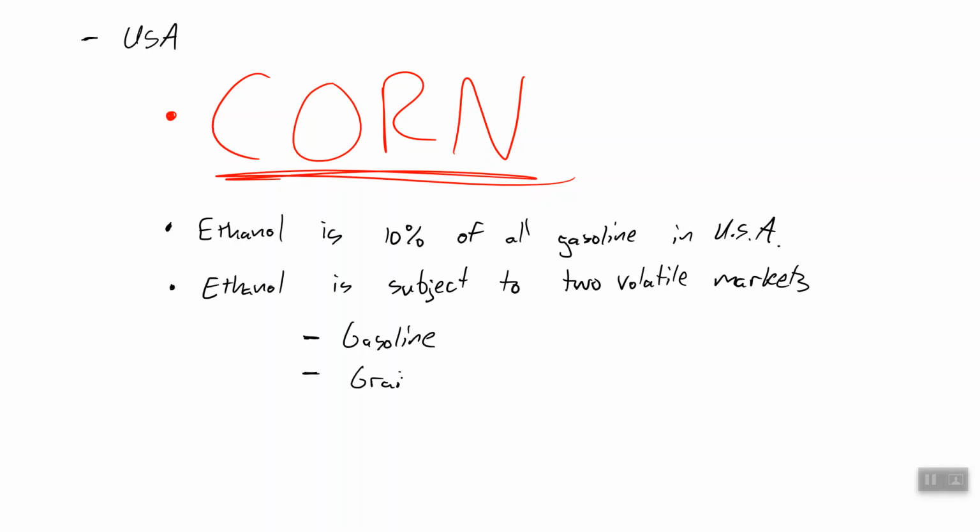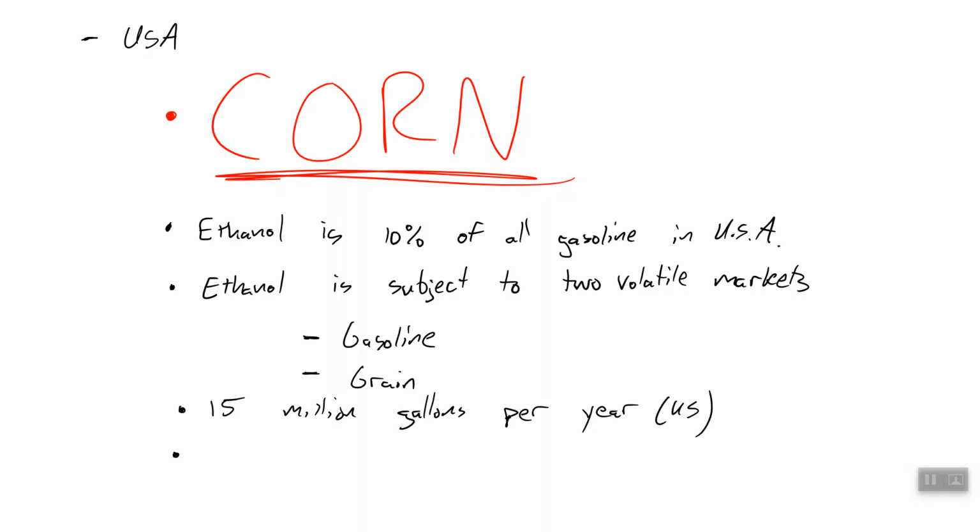But to make matters worse, ethanol comes from corn, which is a grain, and the grain market is very volatile and changes almost week to week. So both of these things make ethanol a little bit risky from a financial standpoint. Nonetheless, we persist. We make 15 million gallons per year for the US.